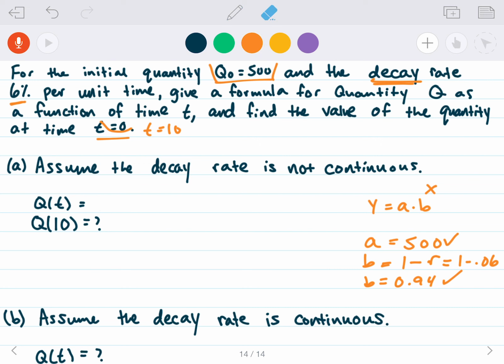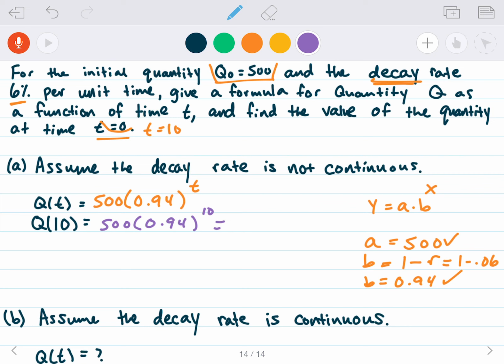So now we can write our function. Our function is going to be Q of t equals a times b to the t. Instead of x, we're using t here. Okay? Now Q of 10, I'm just plugging in 10 into the function. So if I plug in 10 into this function for t, I get 0.94 to the 10. And let me just punch this in my calculator real quick and see what we get.